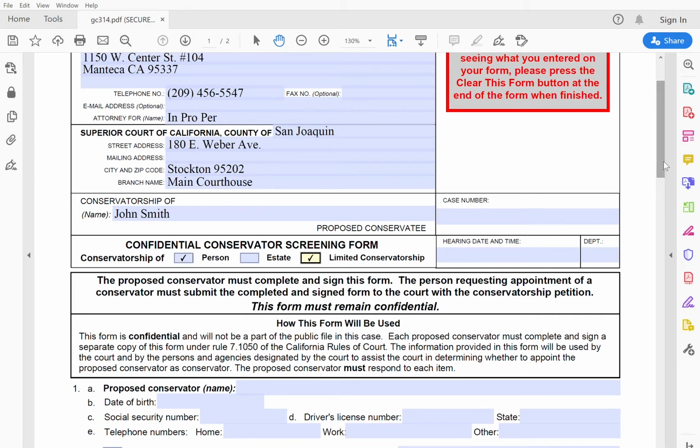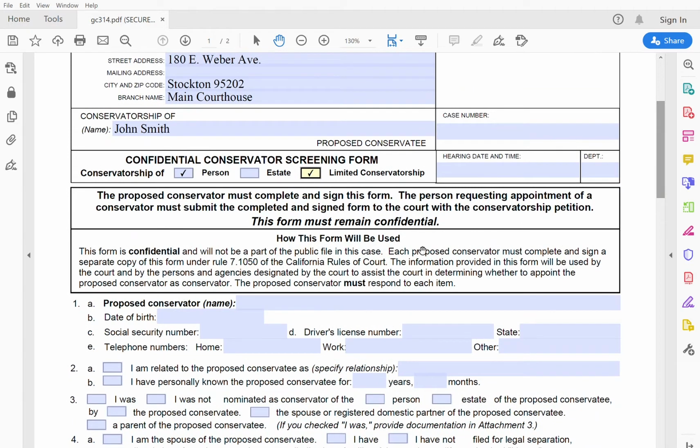So this form must remain confidential. This contains a lot of sensitive information about the proposed conservators. The reason for that is basically the court investigator is going to look into the background of the proposed conservators before coming out and doing the interview with the proposed conservators and people in the family, people who may live in the home with the proposed conservatee, neighbors, friends.